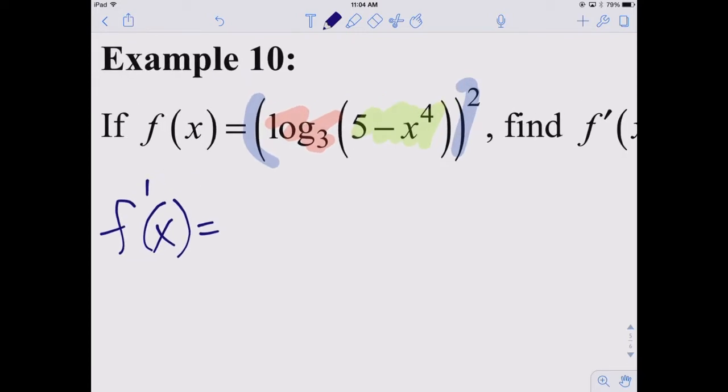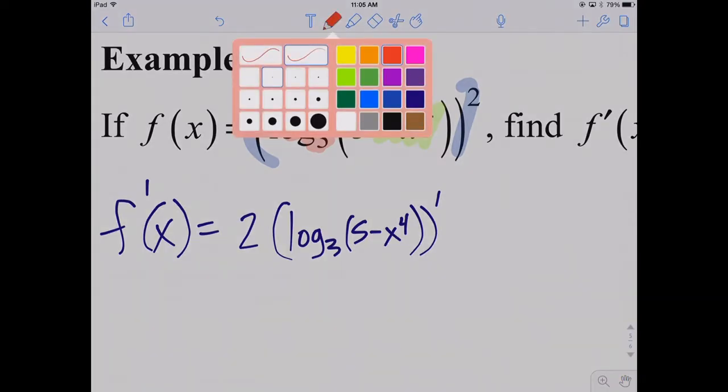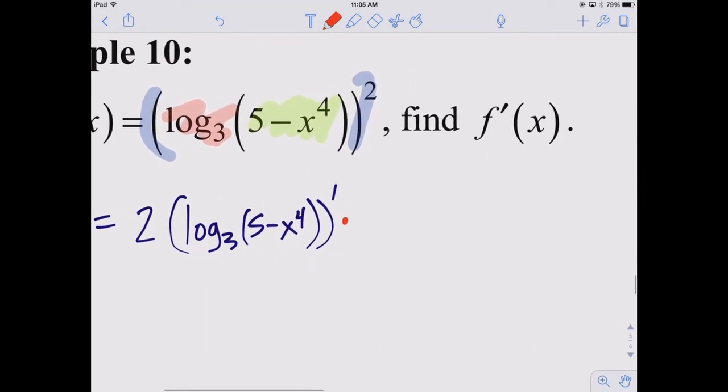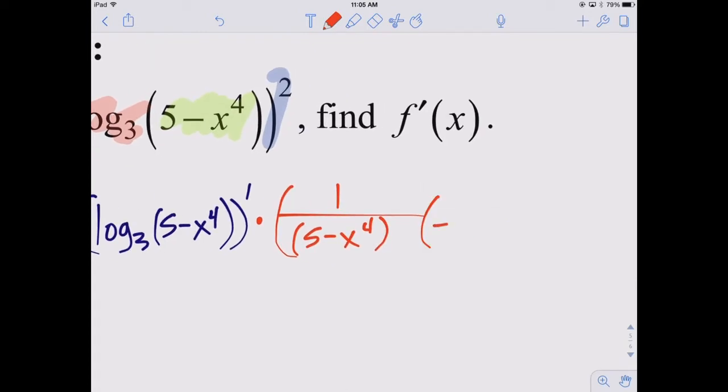All right, so here we go. Blob squared becomes 2 blob to the first. I'm just going to rewrite the inner blob. You don't take the derivative of that layer at that moment. Times the next layer, log base 3 of blob. Log base 3 of blob is going to be 1 over the blob times the derivative of the blob, which will be negative 4x cubed. But then don't forget to do what? Natural log of the base. Somewhere in the denominator there's a factor.